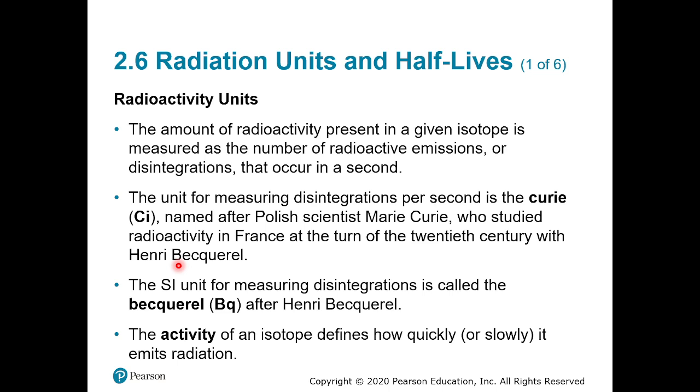So the SI unit for measuring disintegrations is actually called the Becquerel, abbreviated Bq, and that's for Henri Becquerel. The activity of an isotope actually defines how quickly or slowly it emits radiation. So if something's very reactive, it will emit radiation very fast. Okay? If something's not very reactive, it will emit radiation slowly.